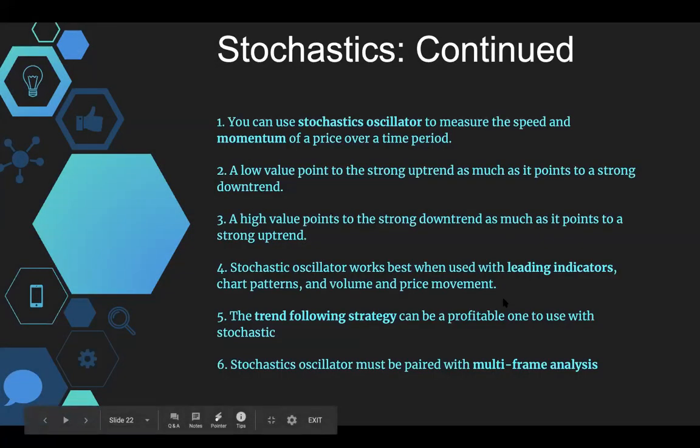Stochastics oscillator works best when used with leading indicators, chart patterns, and volume and price movements. The trend following strategy can be a profitable one to use with stochastics. Stochastics oscillators must be paired with multi-frame analysis. What is an example of a multi-frame analysis?